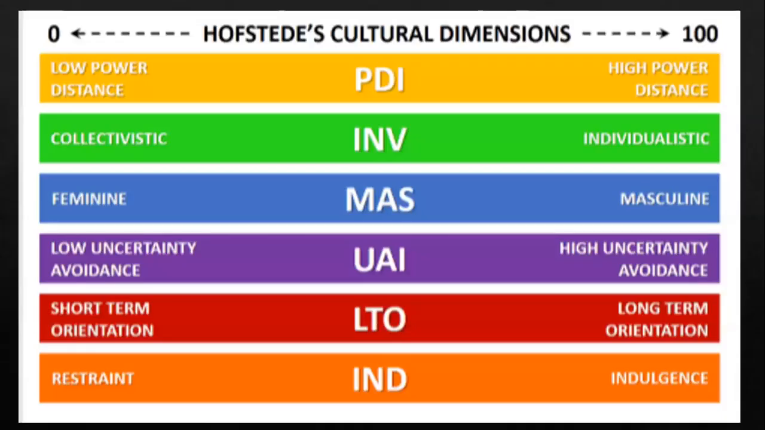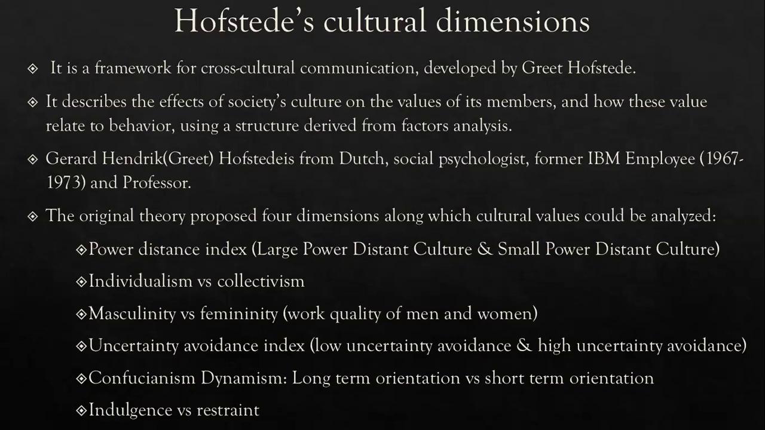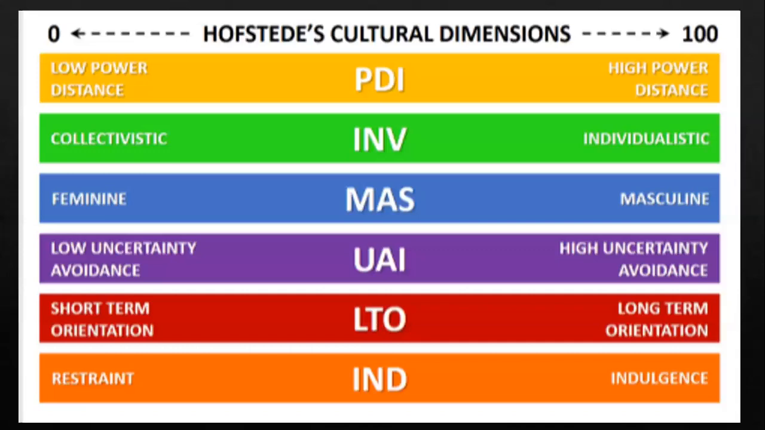Now this is just to give you an understanding. You remember we told you that this is derived using a structure from factor analysis. Hofstede has come up with this particular chart wherein if you look at the topmost section, you have 0 and 100. Zero tries to give us clarity regarding the low element or the low edge towards that particular element that is depicted by zero.